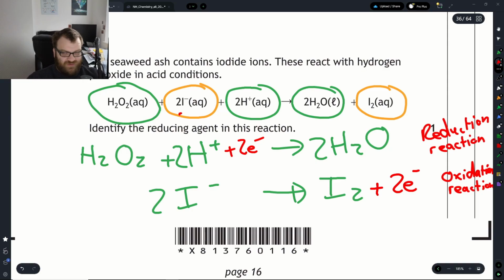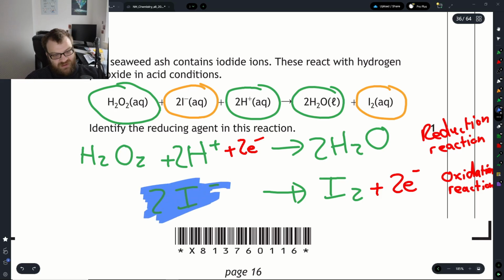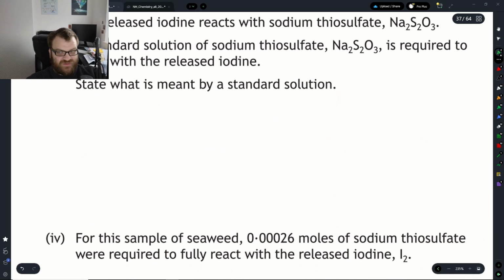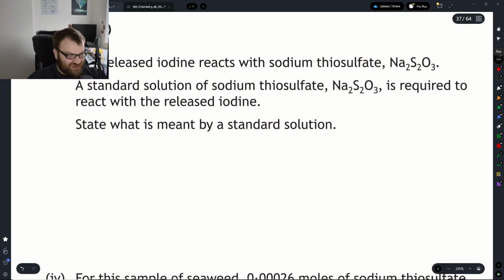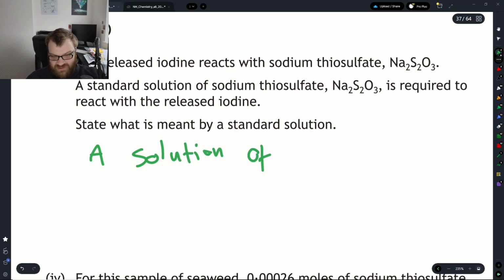With this question, we can approach it again another couple of ways. I've said that a few times. The reducing agent will reduce other species. What this means then is that the reduction has happened to our hydrogen peroxide. Therefore, the chemical that caused that to be reduced is the reducing agent. The chemical that caused that to happen is our iodide. On to the next one, we're talking about a standard solution. This is a definition you have to get memorized. It is a solution of accurately known concentration.